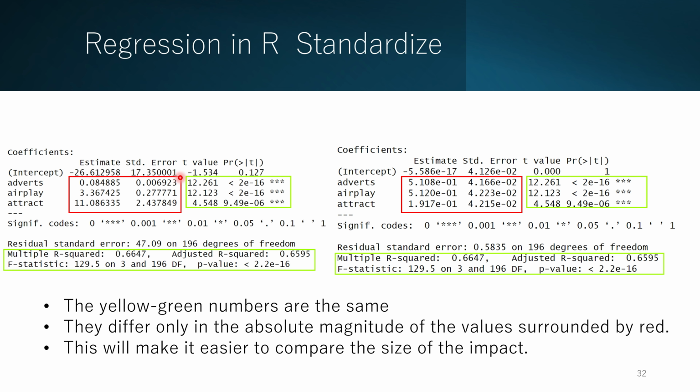In the original data case, the estimate of attract is biggest, so attract looks very important for sales. But in the standardized case, attract does not have the big impact. Adverts and airplay are almost the same, and about 2.5 times bigger impact than attract. That is the result. And if the scale in your dataset is very different, you can try standardizing.